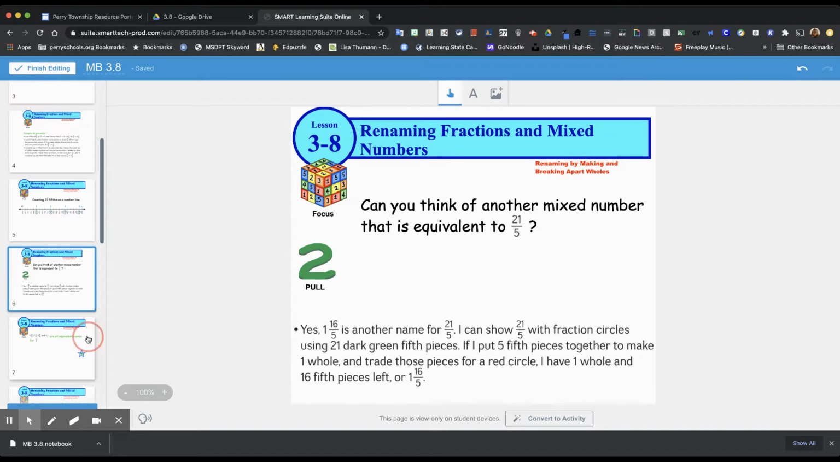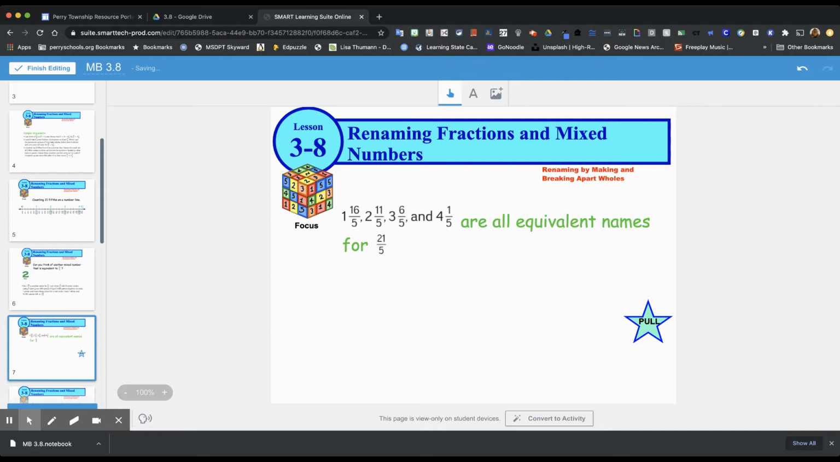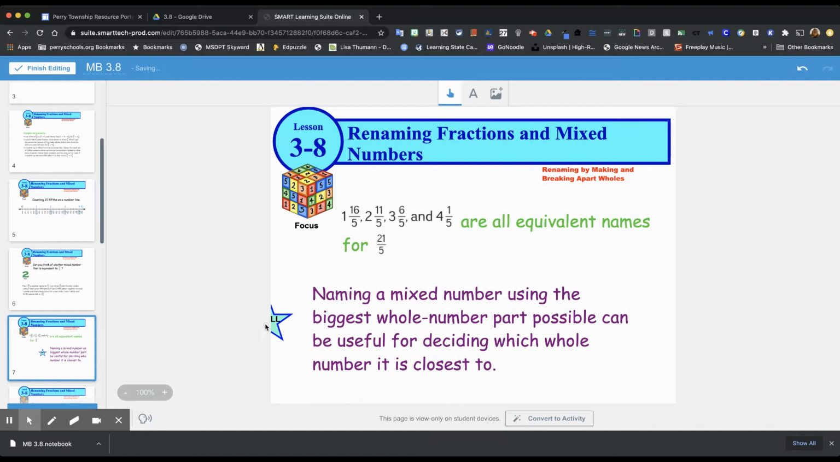So today we're going to practice doing some of that. Here are the other names that you could do. You could do 1 and 16/5, 2 and 11/5, 3 and 6/5, 4 and 1/5, and 21/5. These are all equivalent names. They all mean the exact same thing. So naming a mixed number using the biggest whole number part is possible, and can be useful for deciding which whole number it is closest to. This is what we are used to with mixed numbers, but these 3 are also equivalent names.